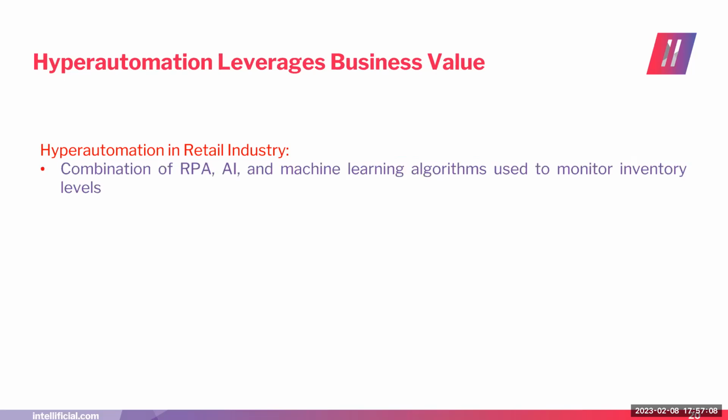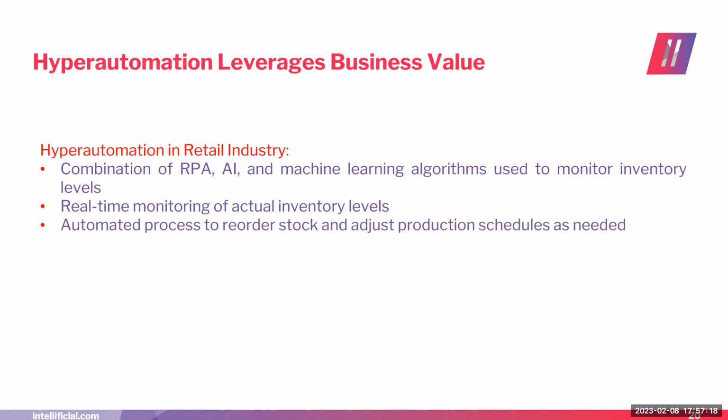By using a combination of RPA, AI, and machine learning algorithms to monitor inventory levels, it can have real-time monitoring of actual inventory levels, and an automated process to reorder stock and adjust production schedules as needed. It can deliver automatic stocks, produce a list of the things which are in shortage, and automatically book on any e-commerce website. It also avoids stockouts and overproduction based on the seasons. Say, for example, in summer there is a demand for a particular product, but in winter, if there is no such demand, it will automatically adjust the orders from the e-commerce website.